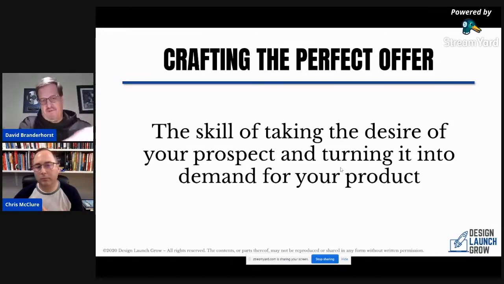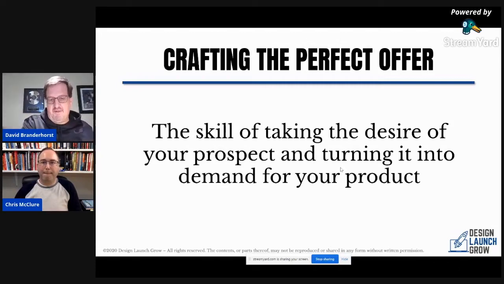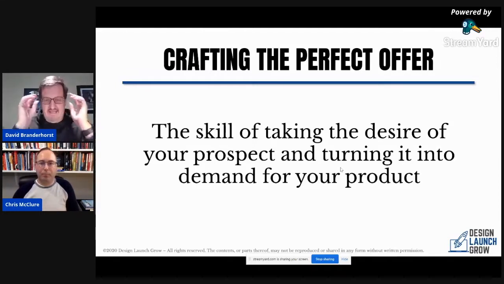How do you funnel that desire? You don't need to create the desire, and understand the difference there. No one needs to create desire. Desire already exists. But what you have to do is funnel that desire and turn it so that it goes from the direction that it's currently going into desire and demand for your product or service of what you're doing. That's what crafting that perfect offer is all about.